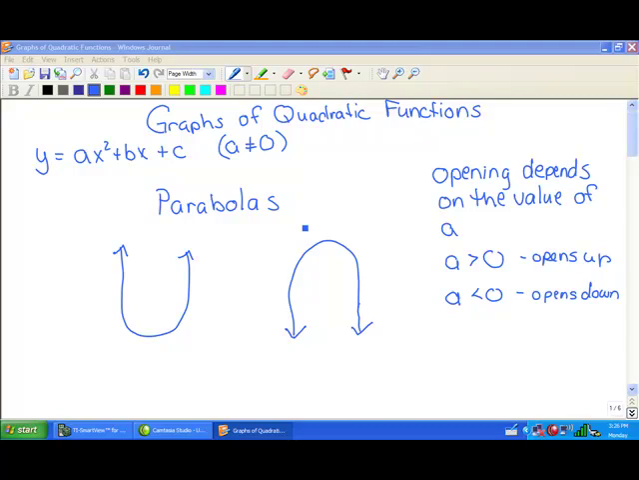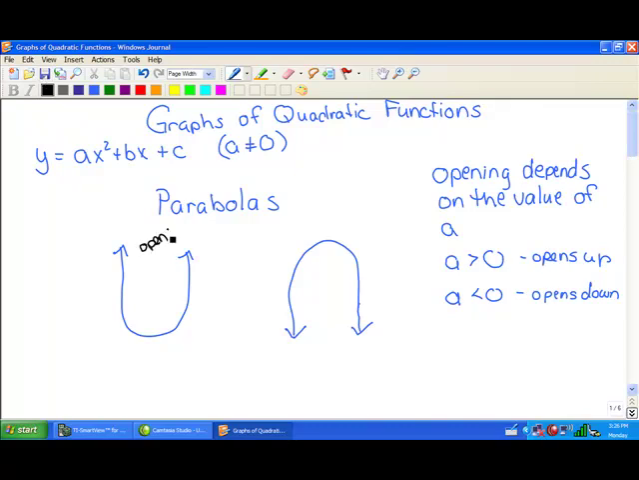Let's look at graphs of quadratic functions. Remember, the formula for a quadratic function is y equals ax squared plus bx plus c, where a cannot equal 0. A is going to be the coefficient of the x squared, b is going to be the coefficient of the x, and c is going to be your constant.